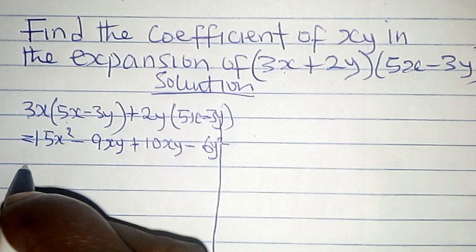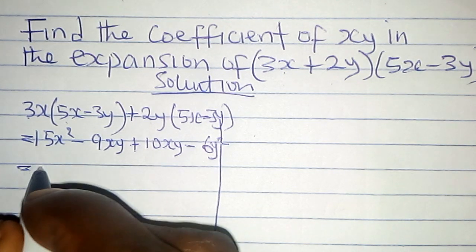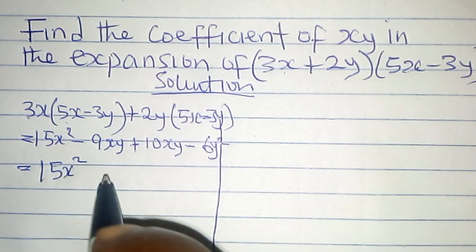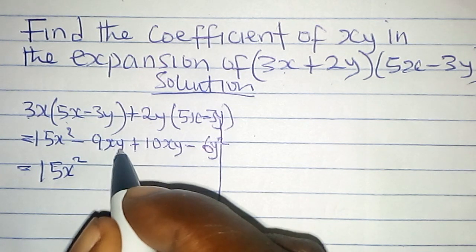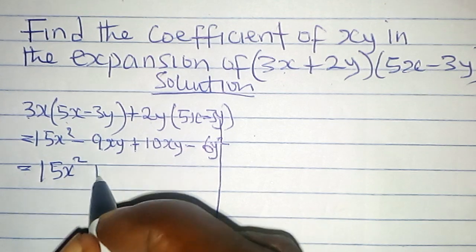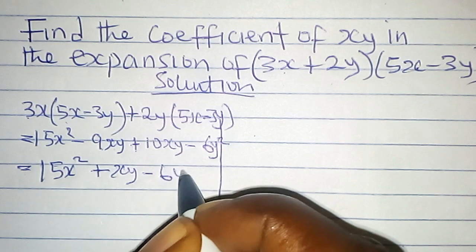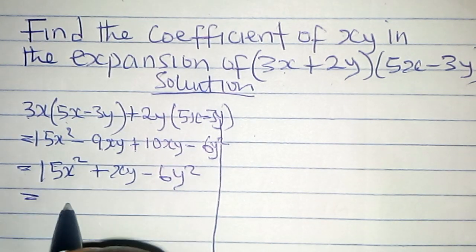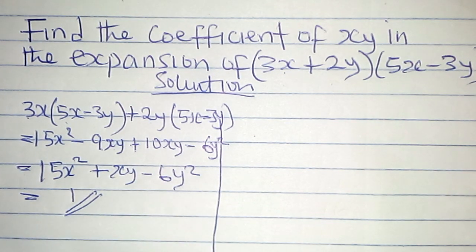So what do we have next? Now we know that this is 15x squared. There is no other power related to x squared. Now minus 9xy plus 10xy will give us plus xy, minus 6y squared. So at this point, the coefficient of xy is 1, which is our final answer because we are asked to look for the coefficient of xy.